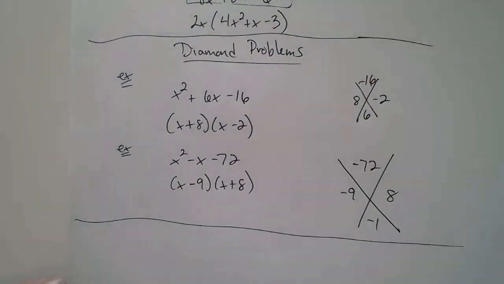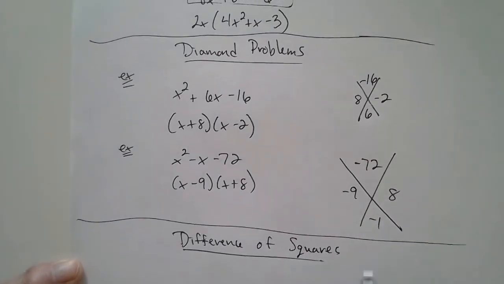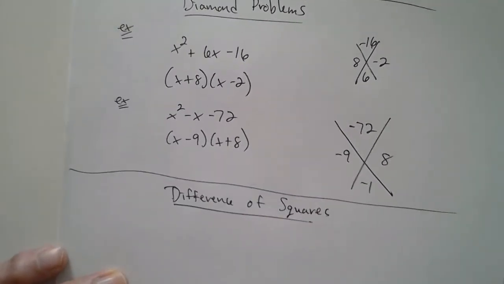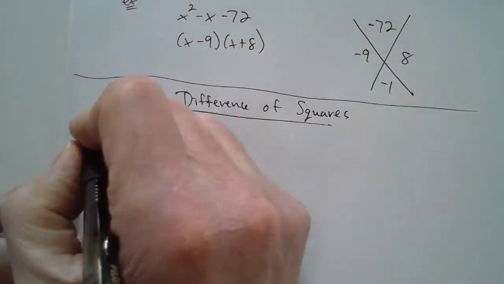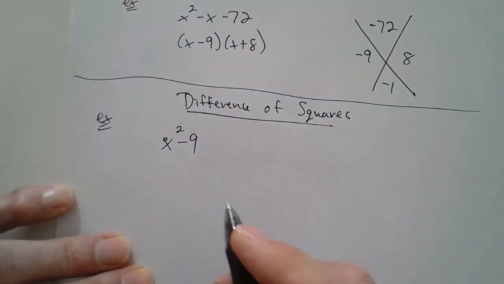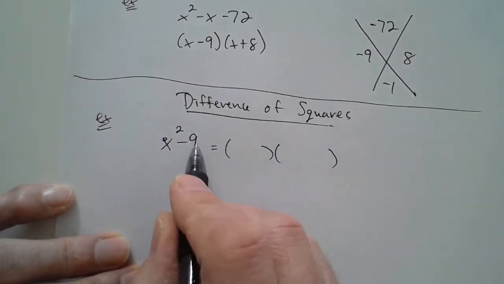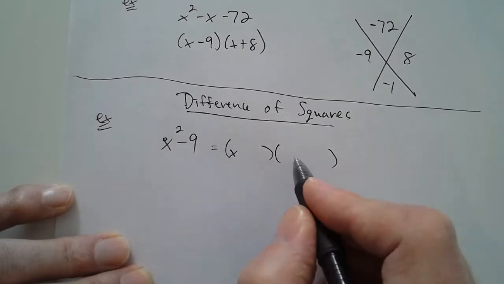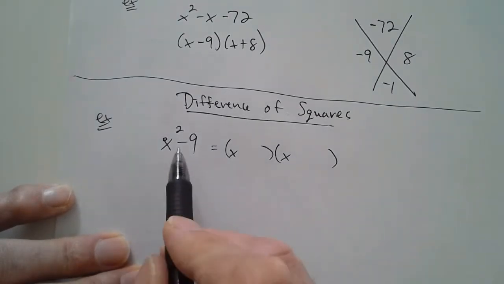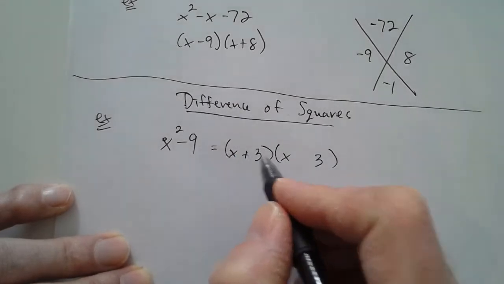Another type of factoring is difference of squares. Okay, so difference means subtracting, squares means you have perfect squares. So example, if I have x squared minus 9, what's being squared there? And what's being squared there? Well, x is being squared there. So I can put x in the first spot in each spot. 3 is being squared there. And then you just add 1, you subtract 1.